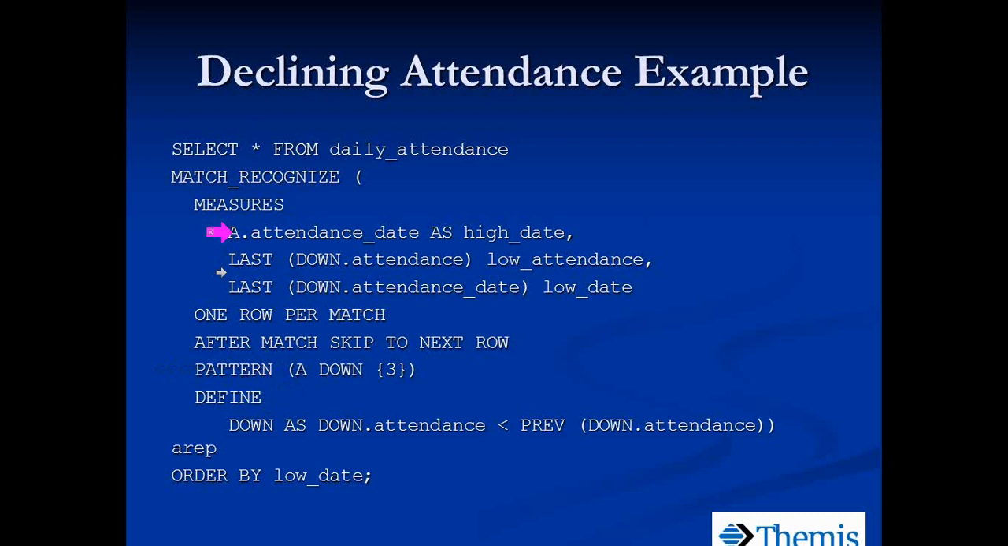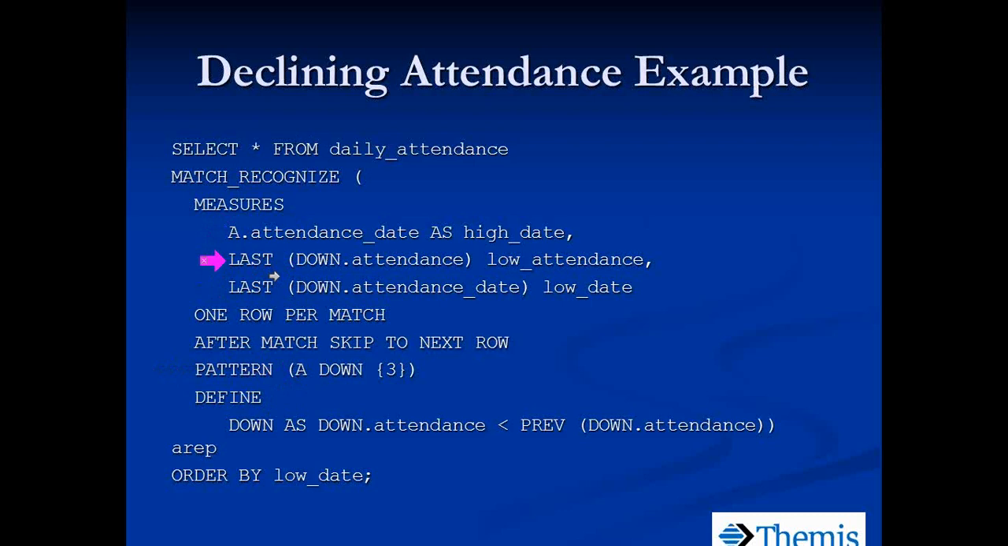All right. The last attribute that you see here, we see last. We also see down right here too. Now last is a keyword. Last happens to represent what's called a row pattern navigation function. And we could do things like last or first or next or previous.